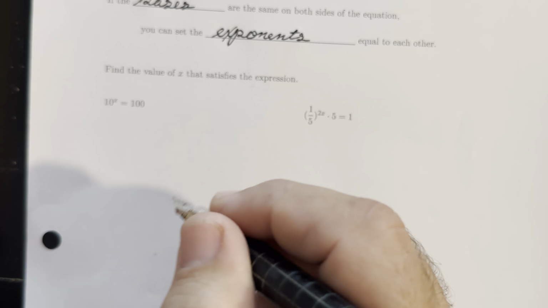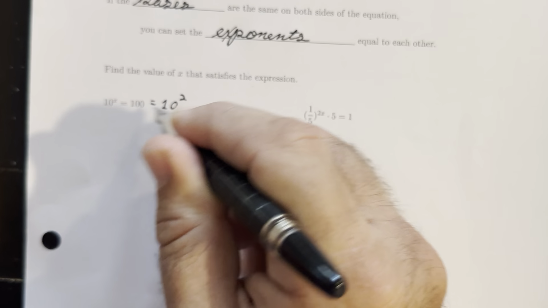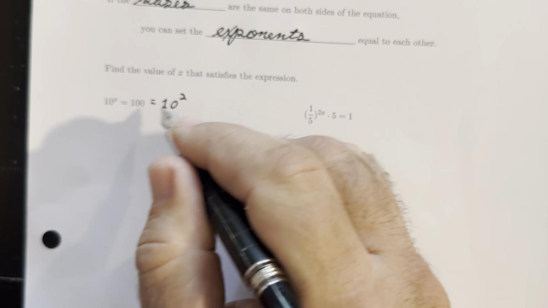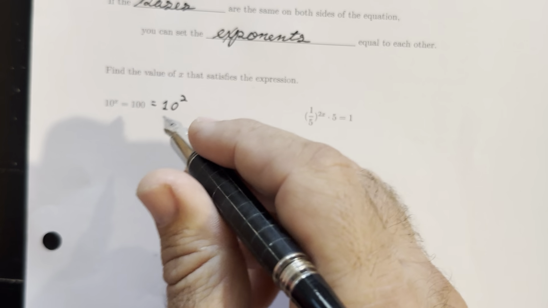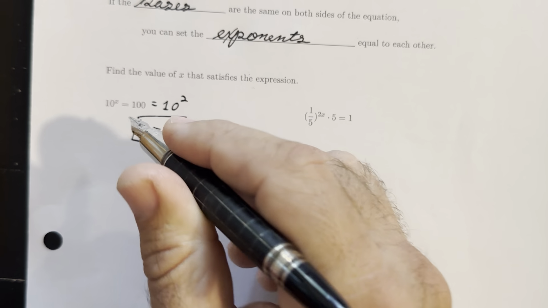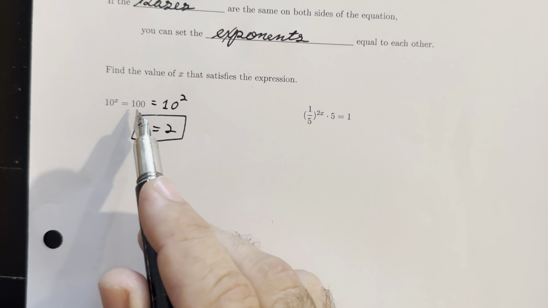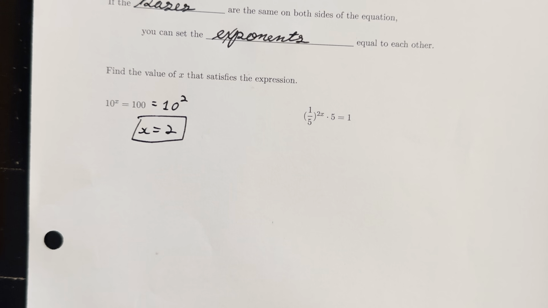We've got 10 to the x equals 100. Well, note that 100 is the same as 10 squared. The bases are the same, 10 and 10. So we set the exponents equal to each other so that x equals 2. And that's the value of x that makes this statement true, because 10 squared is 100, of course.